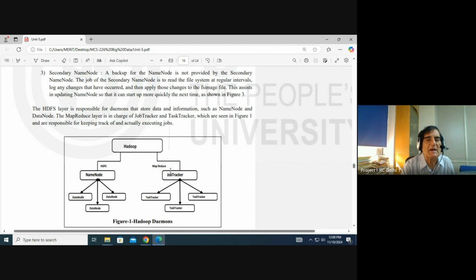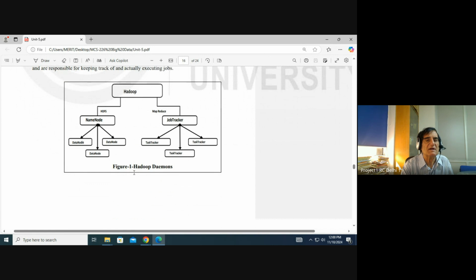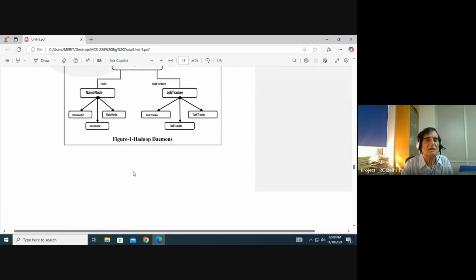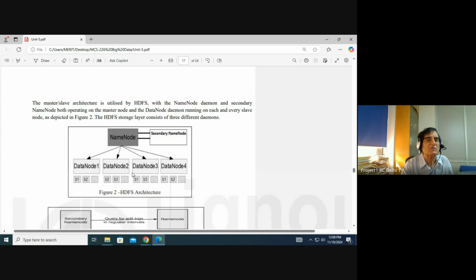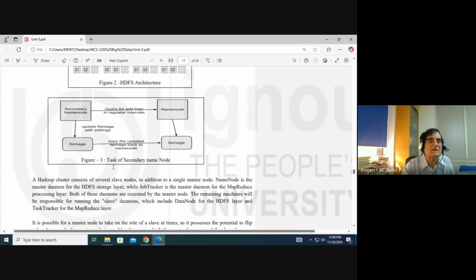This is HDFS and MapReduce. This is map reduction and this is the Hadoop distributed file system. Both are shown here very clearly so that you can see. This is data node 1, data node 2 and so on. This is the name node, secondary node. Then the blocks B1, B2, B3 are replicated across nodes. This is a task of the secondary name node and all this.